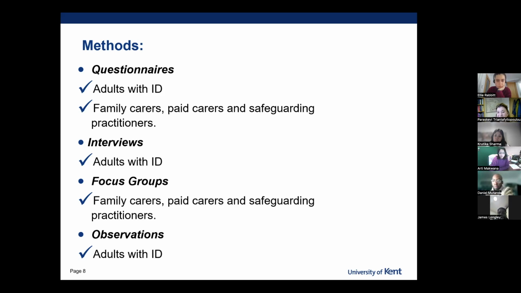Family carers, paid carers, and safeguarding practitioners. And the last part of it, we were doing some observations, which I'll talk a bit more about, with adults with learning disabilities themselves.